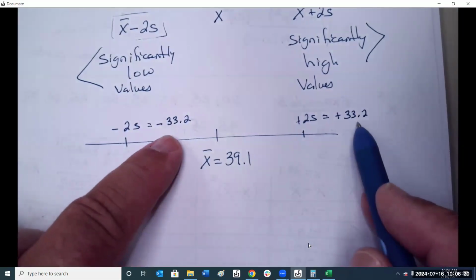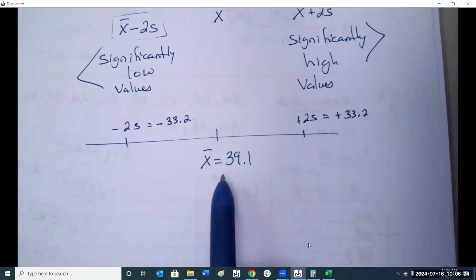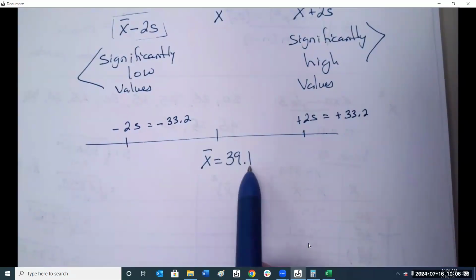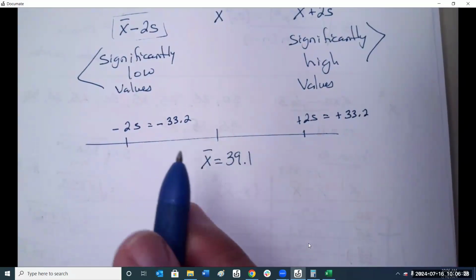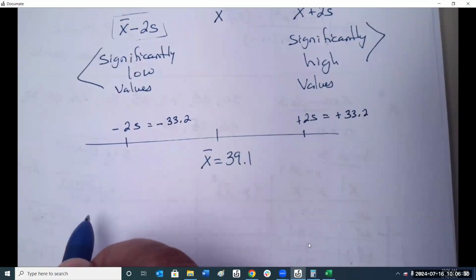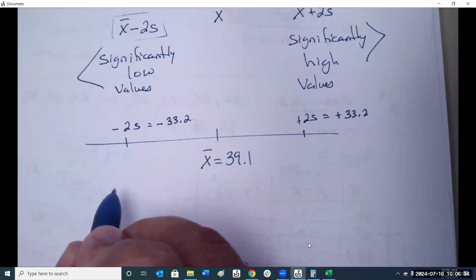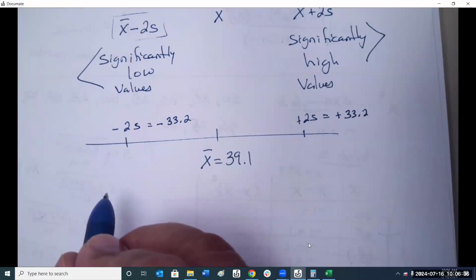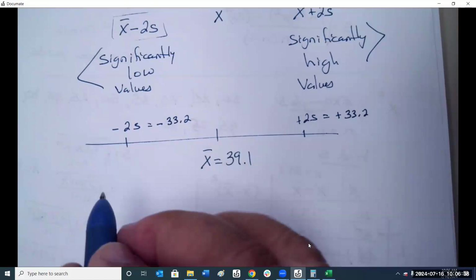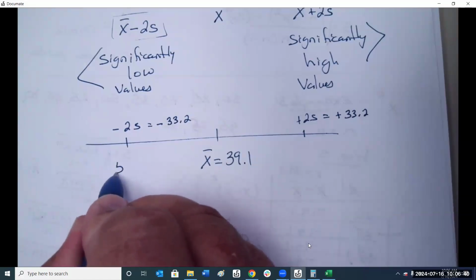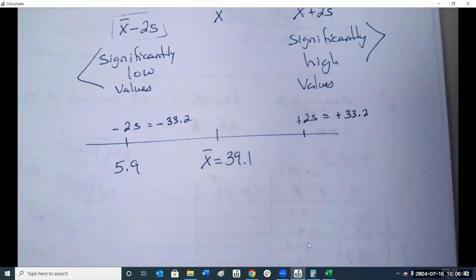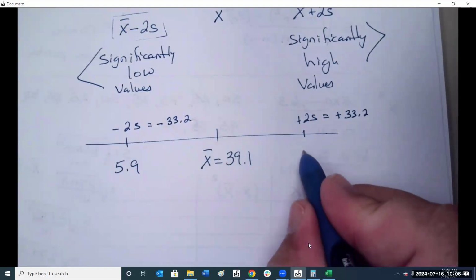So what are we adding and subtracting from and to? What number are we dealing with? 39.1. So 39.1 minus 33.2 is? Anybody? Who's got a calculator? How about this other number?